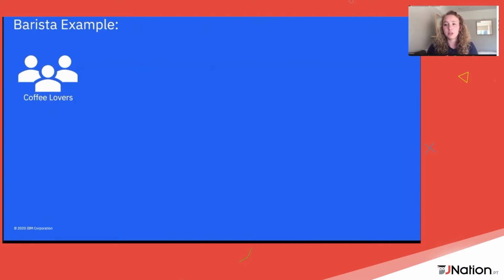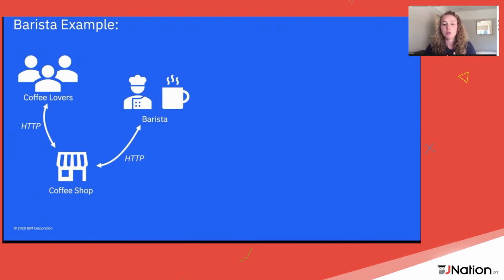Our coffee lovers communicate with a coffee shop via HTTP requests to give their coffee orders. In the original application, it would have been HTTP to the barista to give that coffee order to make. And then the barista would send HTTP back to tell the coffee lovers, your coffee is ready. Now, the issue with this is that it might be fine if it's just me going into the coffee shop, I'm the only one asking for coffee, and I'm not in any rush. I'm sure I'd be fine to wait at the counter until my coffee is done.